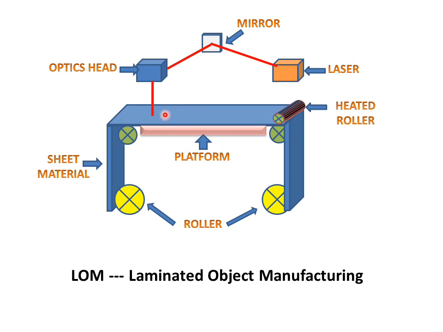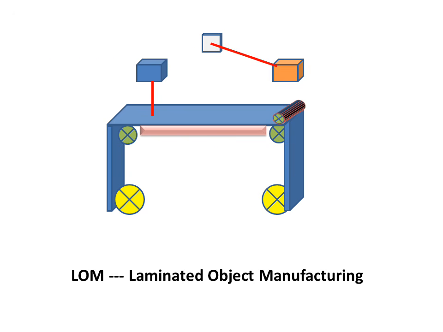Now we see the animation of laminated object manufacturing. What will happen in this process? The laser will come from the laser beam and go to the optics head. The roller will rotate and the optics head will cut the sheet in the required dimension, and the platform will go down.